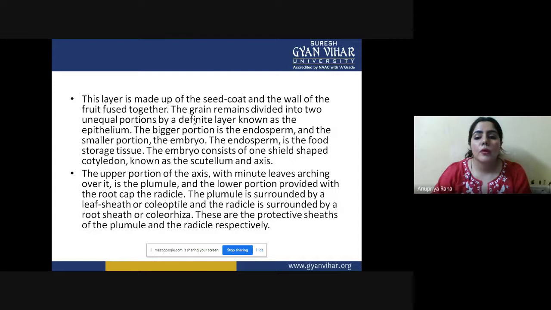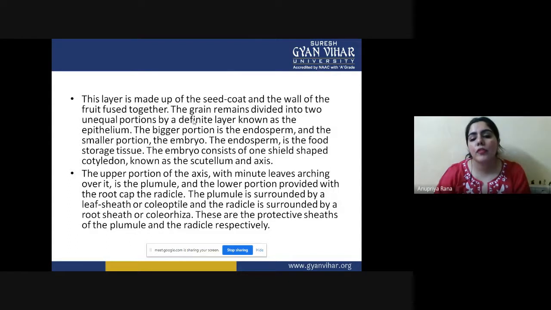The endosperm is a food storage tissue, and the embryo consists of one shield-shaped cotyledon known as scutellum or axis. So in the case of maize there will be only one cotyledon present. Sometimes when one cotyledon is present inside a plant, there has to be an endosperm which is going to help the plant or seed to mature by giving them nutrition in maximum amount as they need it for their growth and development.